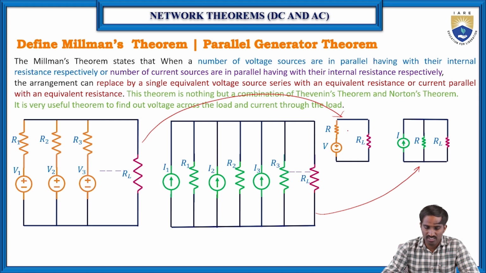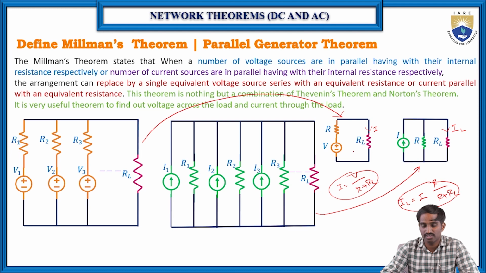Again in this circuit, suppose you want to find the current flowing through RL, then I is equal to V by R plus RL. And suppose you want to find the current flowing here, where I is already there, let us consider IL. So IL is equal to I into the opposite resistor, R by R plus RL. By using these two equations, we can find the current flowing through these two circuits. So this is about Millman's theorem.